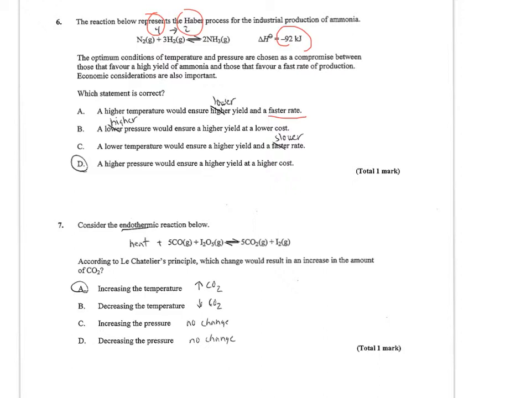Number 7, consider the endothermic reaction below. Which change would result in an increase in the amount of CO2? So since it's endothermic, heat is a reactant, or heat helps the reactant side increase its collisions more. So increasing the temperature will increase CO2, since CO2 is a product. Decreasing temperature will move the equilibrium to the left and decrease my CO2. Increasing or decreasing pressure, when I look, I see I have 6 moles of gas on the reactant side and 6 moles on the product side. So changing pressure is going to have no effect on this equilibrium. So A, only increasing temperature can increase your yield.